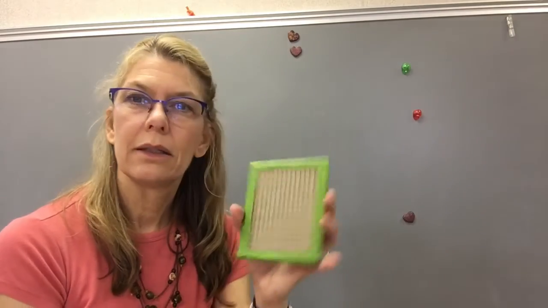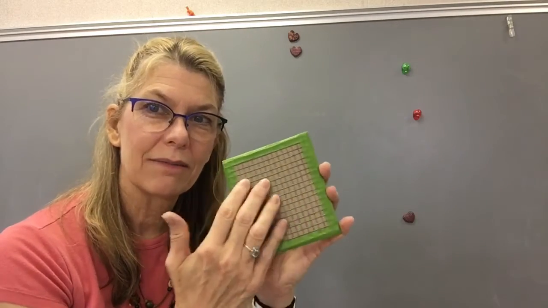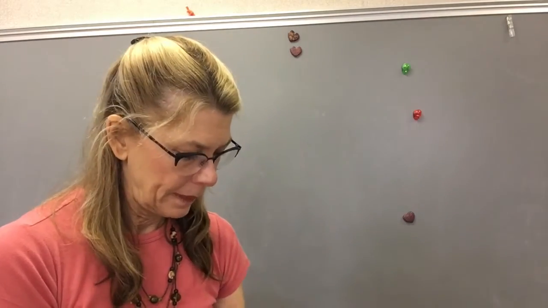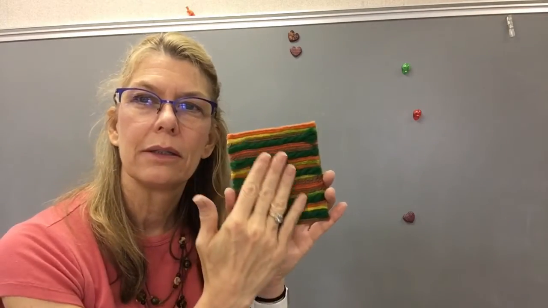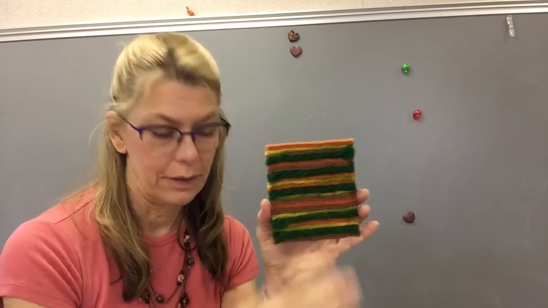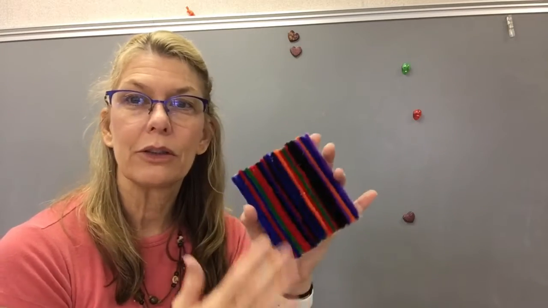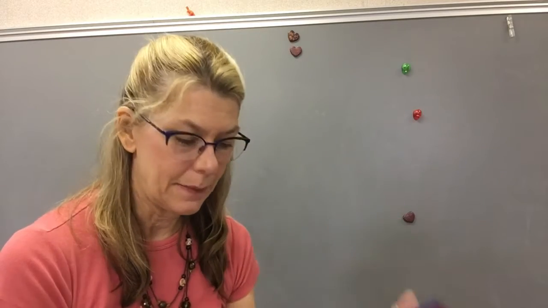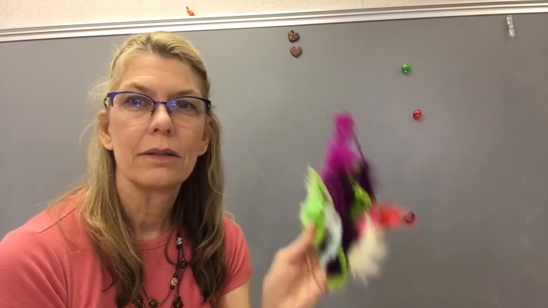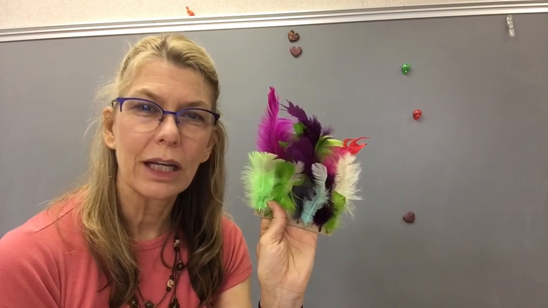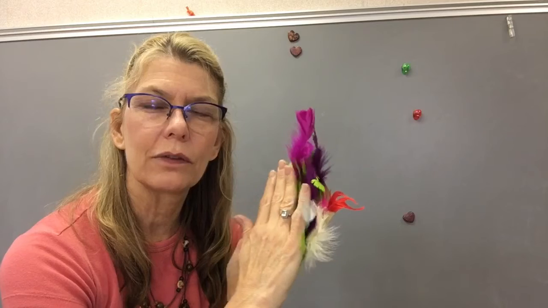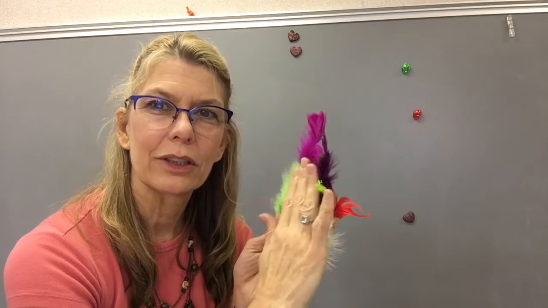Here is some wire screen. It's hard and rough too. This is yarn. That's soft, the yarn. And here's some pipe cleaners. They're fuzzy, so these feel fuzzy. Here are some feathers. Can you guess how those feel? They're actually very soft, those feathers.